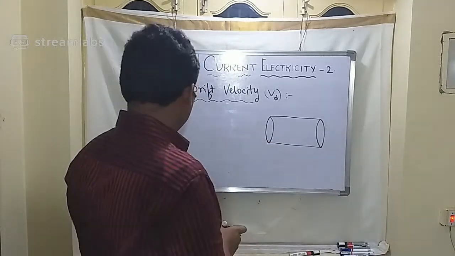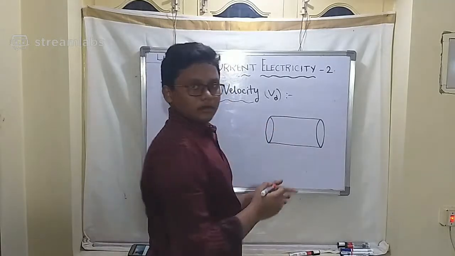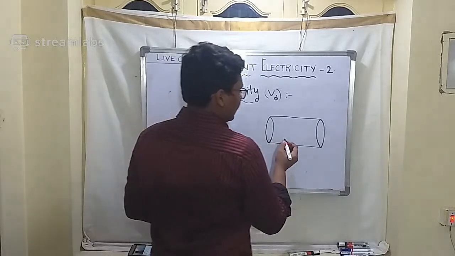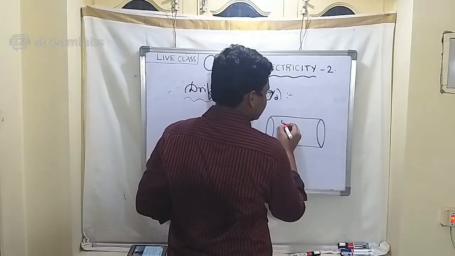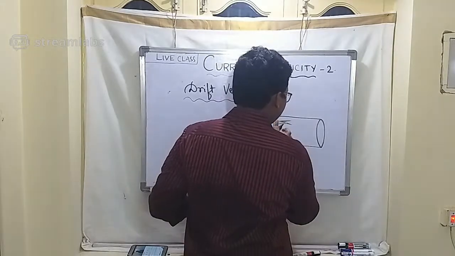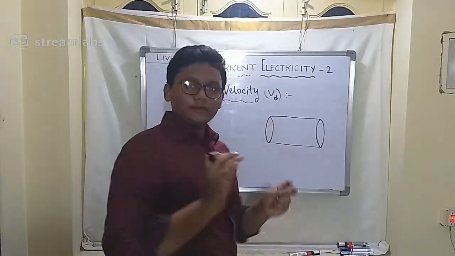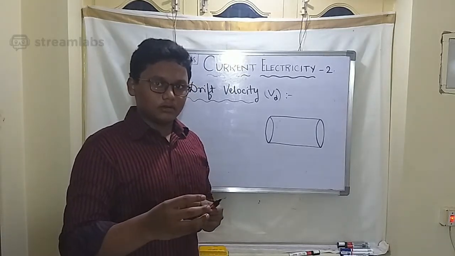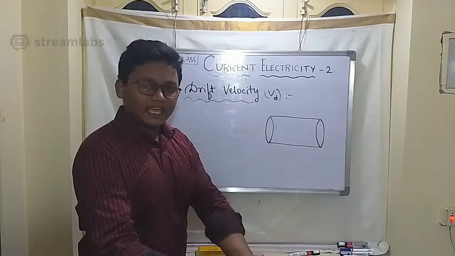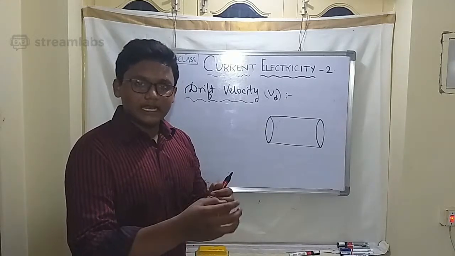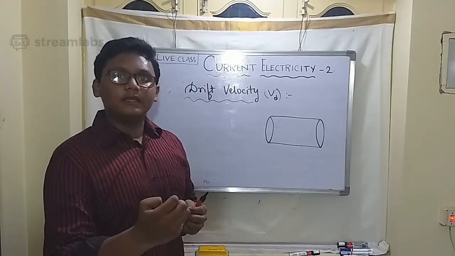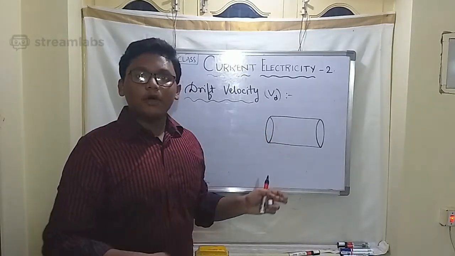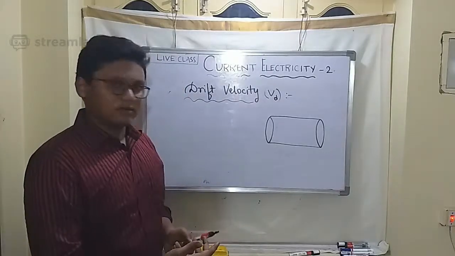And now drift velocity, that is denoted by Vd. If in a conductor atoms are present, and those atoms lose an electron, like Na positive and Fe 3 plus, they lose some electrons and become positive ions.